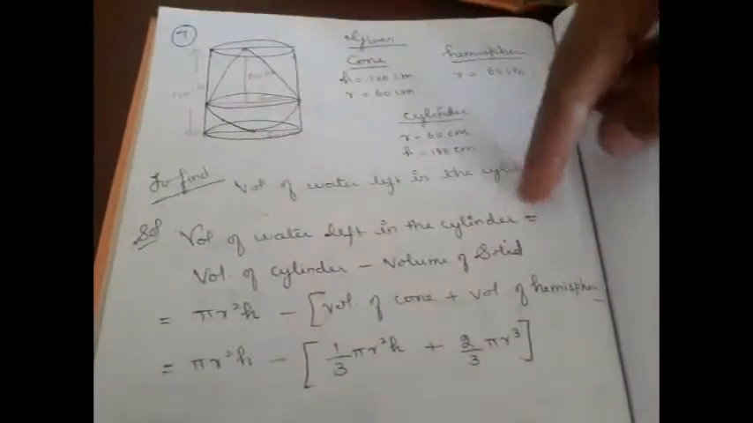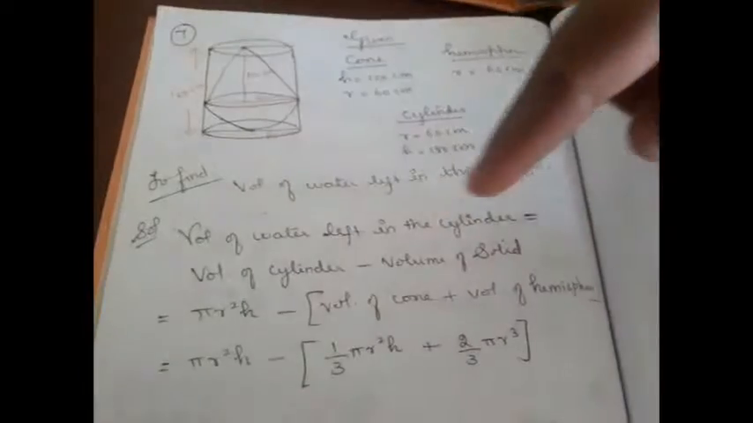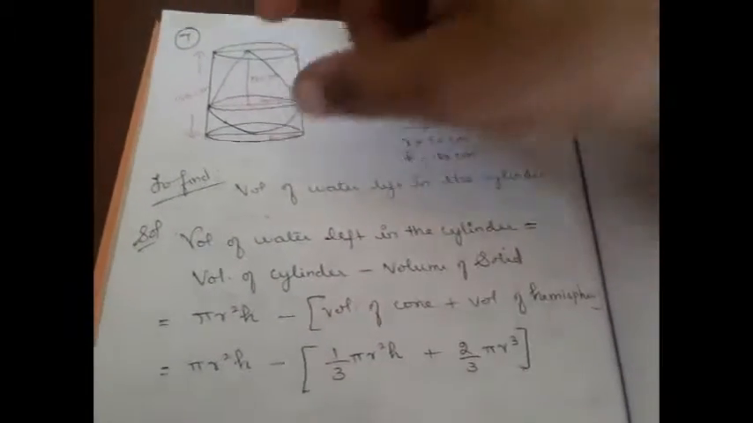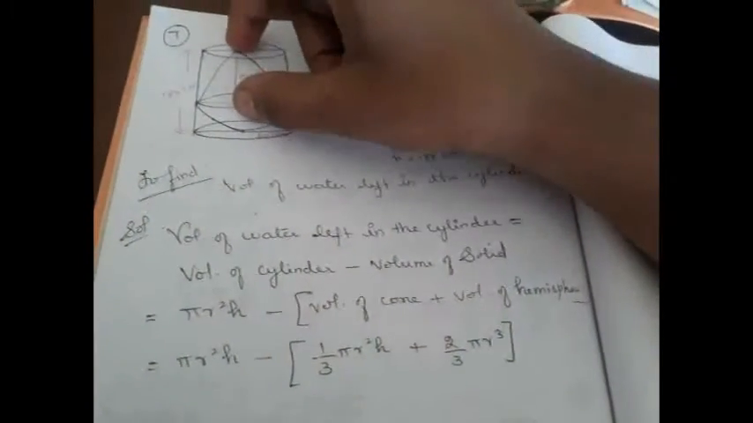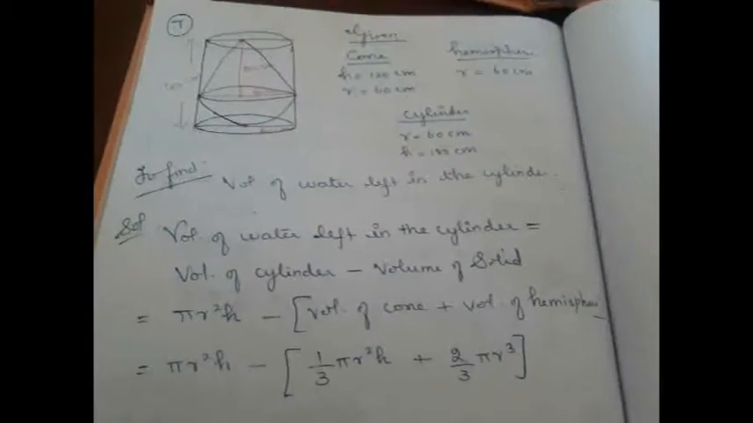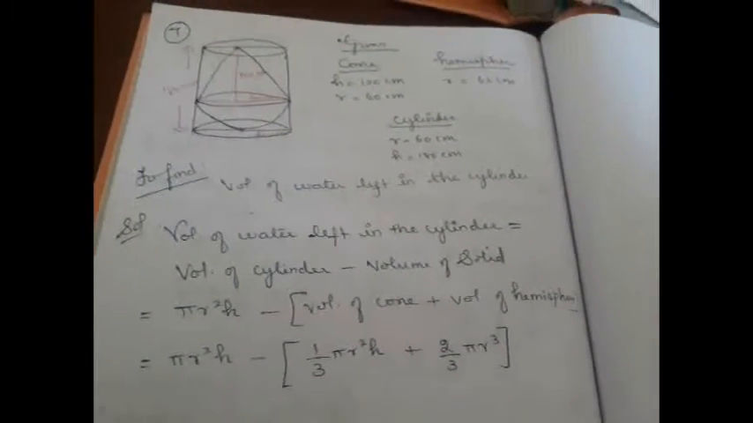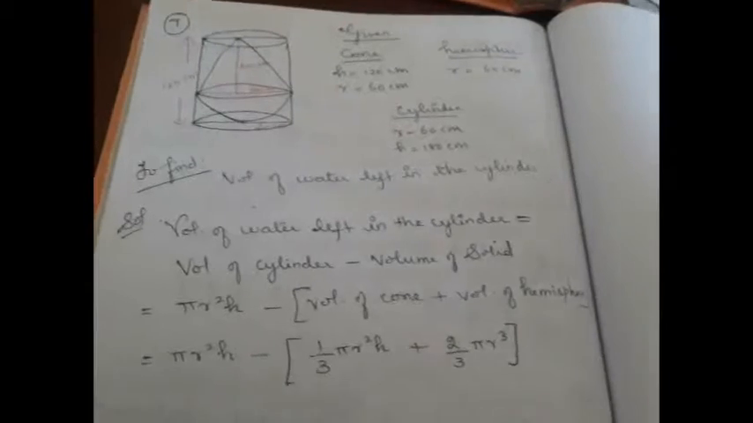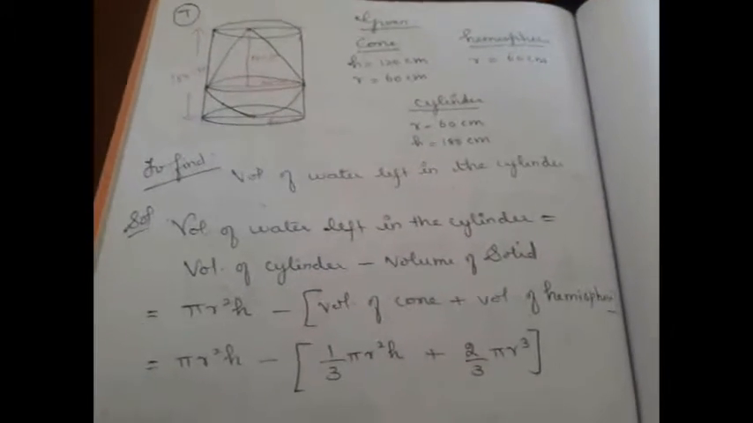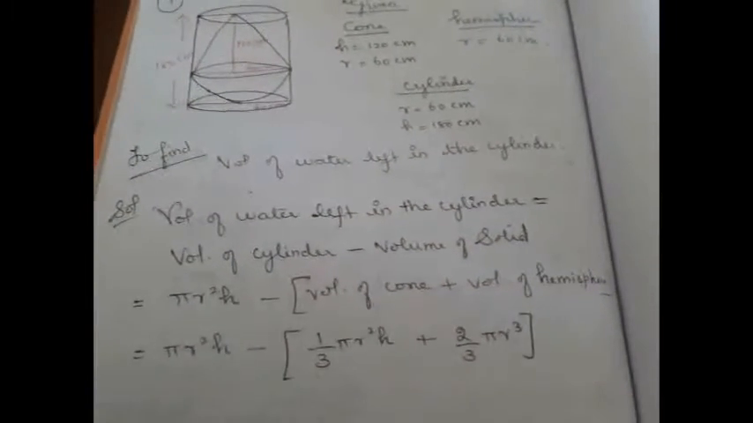Now volume of water left in the cylinder will be volume of cylinder minus volume of the solid. But what is the volume of the solid? Volume of cone plus volume of hemisphere. So substitute in the formula, substitute all the values and solve it. Yes, hope you understood. Let us move on to the last question.